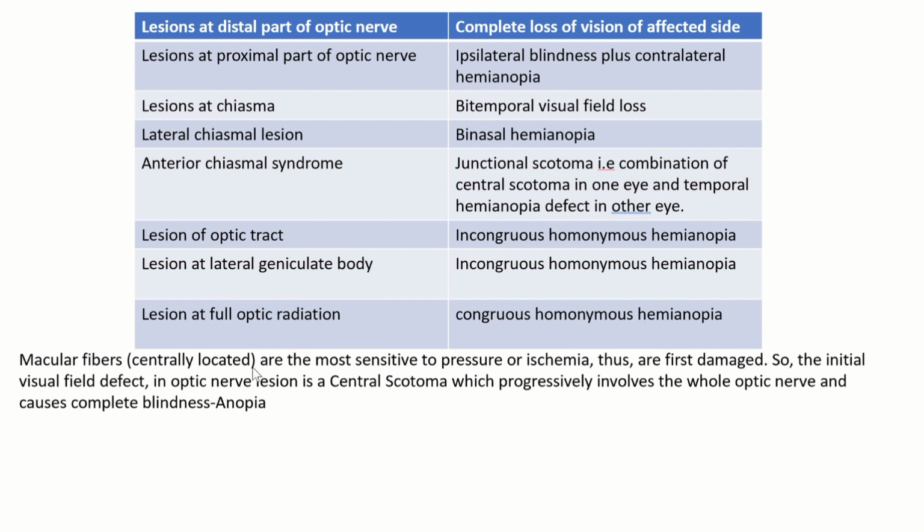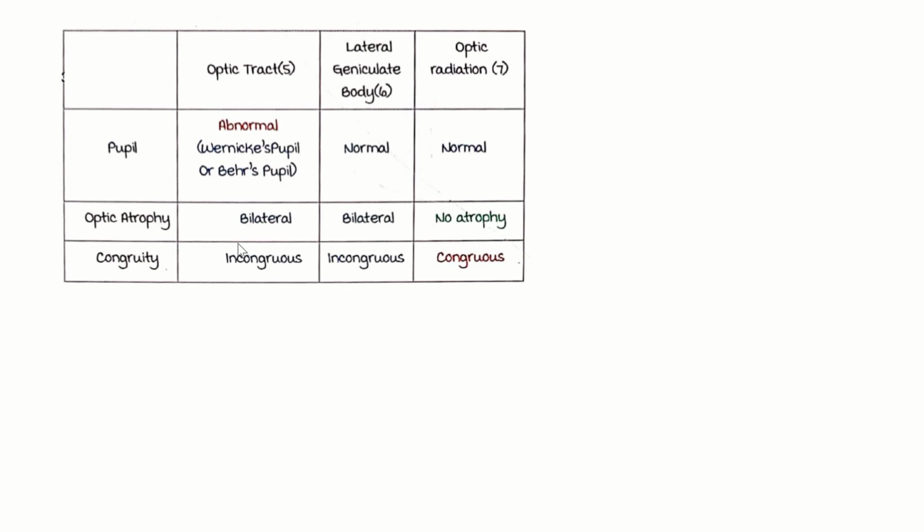Now this is about the full optic radiation. Let's look at this right now. So this is optic tract, this is lateral geniculate body, and optic radiation. There are three things that can be asked: what are the changes in pupil, what happens in optic atrophy, and what is the congruity. So in pupil, in optic tract we can say abnormal pupil, that is Wernicke's pupil, and in the lateral geniculate body the pupil is normal, and in optic radiation also the pupil is normal.